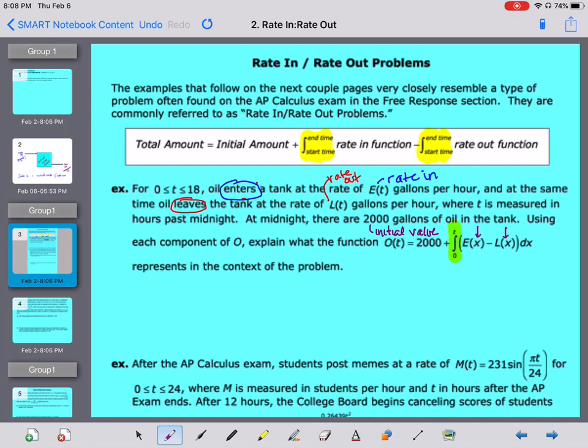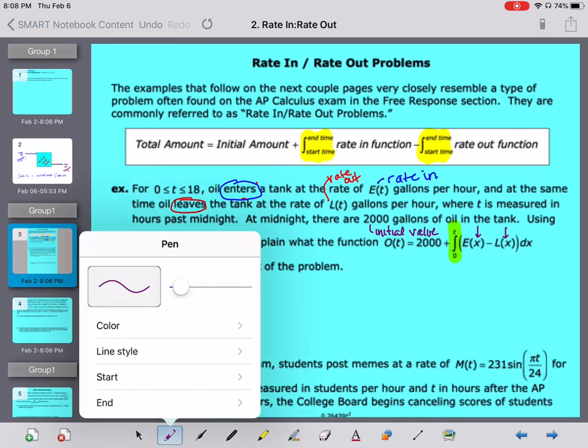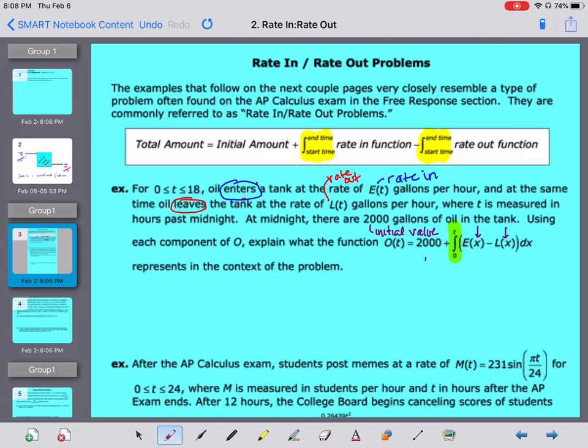So it represents, in the context of the problem, what we've already distinguished. We have this idea of this 2,000 being our initial value.